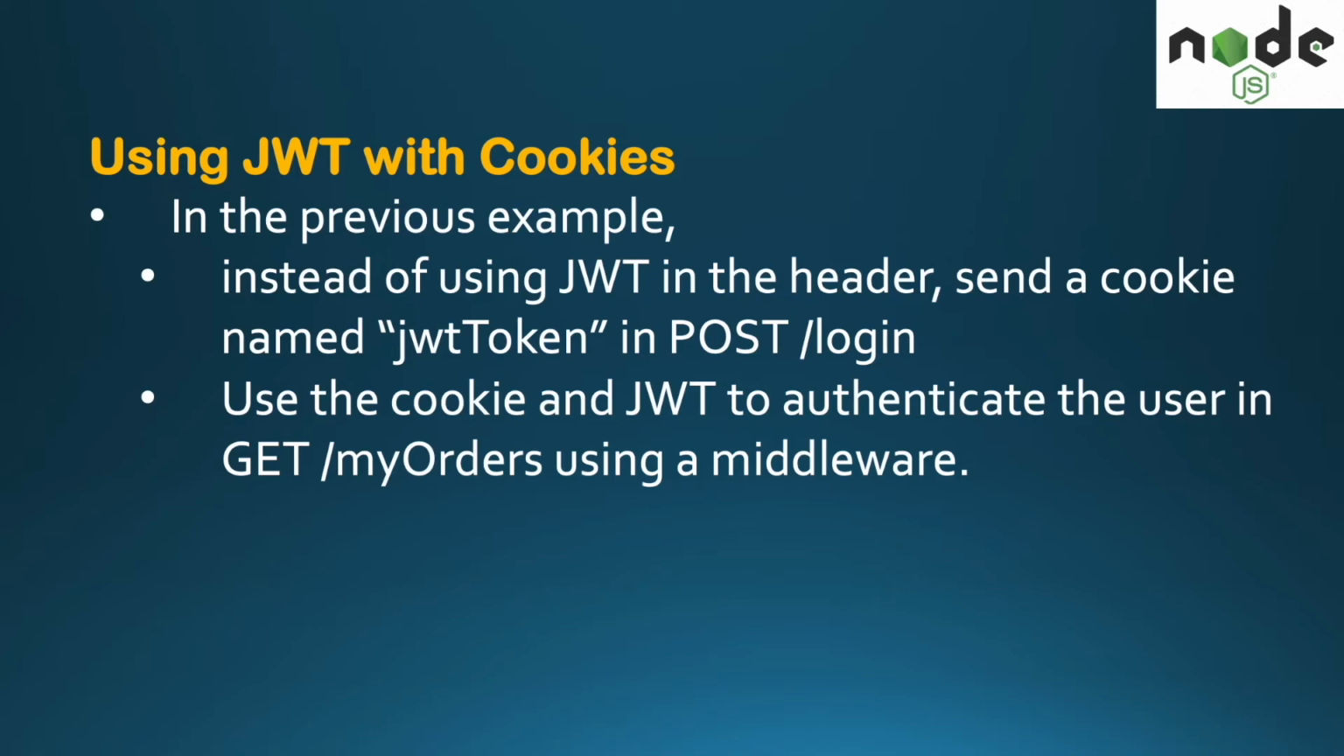In the previous example, instead of using JWT in the header, send a cookie named JWT token in POST /login. So once we log in, instead of sending the JWT token in the response, we will set a cookie. The name of the cookie would be JWT token, and its value will be the real token, the JWT. Use the cookie and JWT to authenticate the user in GET /my orders using a middleware. So we want this to now work with cookies rather than with header. So let's make changes to that previous code.